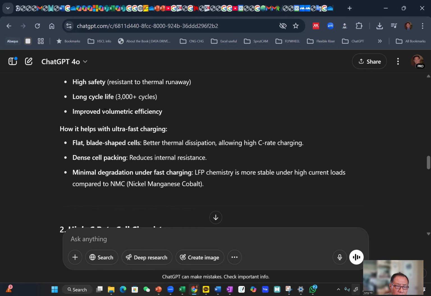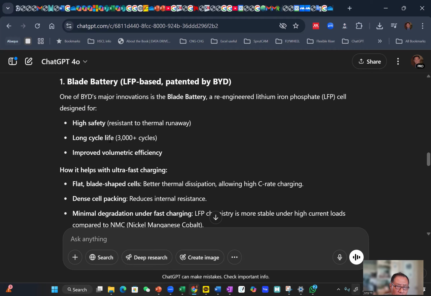And the long cycle time means charging, discharging, charging, discharging, 3,000 plus cycles. One cycle is considered as within 80% of charging capacity. So for 3,000 cycles, if you charge daily, 365 days a year, it can last about 10 years, even with daily charging. If you charge weekly, then it can last 70 years.